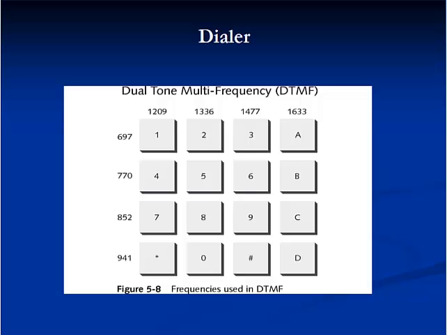Touch tone or simple tone dialers operate by transmitting a combination of two frequencies each time a button is pressed. For example, pressing the number 6 generates a combination of a 770 Hz tone and a 1477 Hz tone. This type of encoding is known as dual tone multi-frequency, or DTMF. The local telephone central office's switch translates these combined frequencies into the numbers with a DTMF receiver.